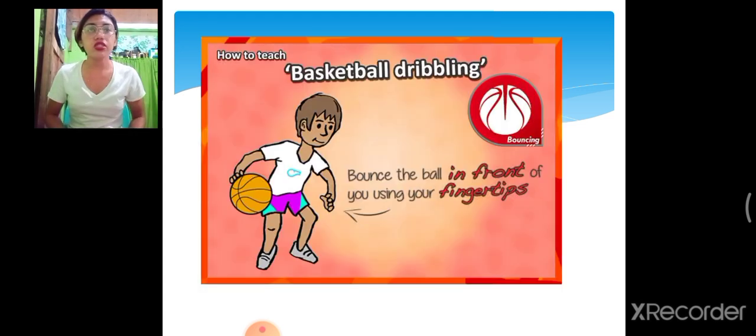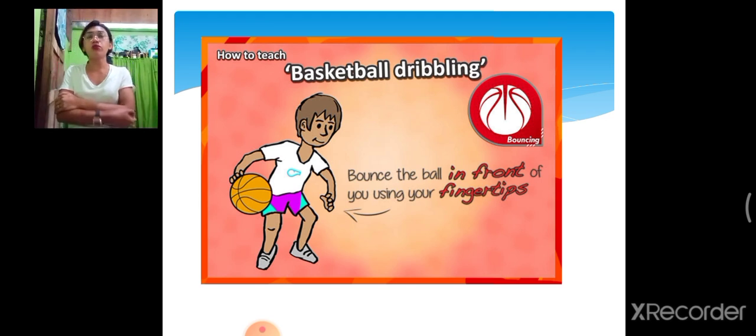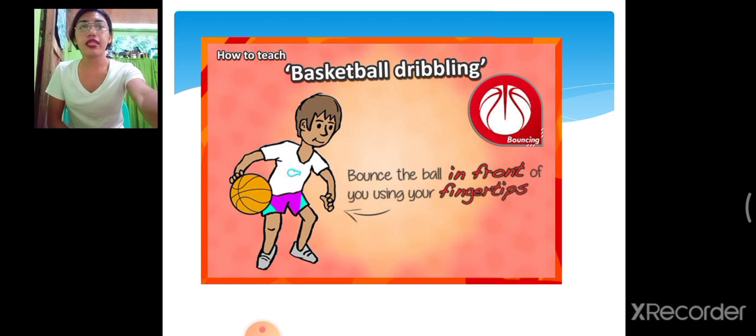So, as you can see in the picture, bounce the ball in front of you using your fingertips. So what are the human movements that we need to learn for the basic skills in basketball?